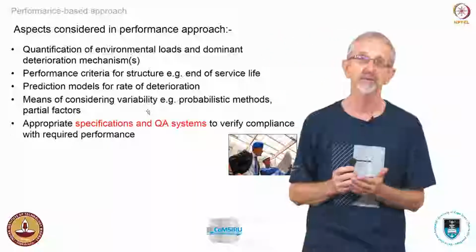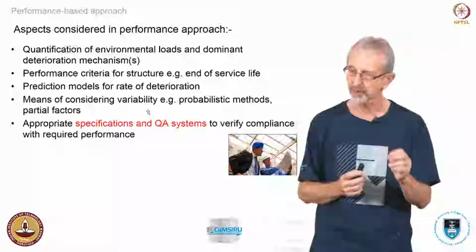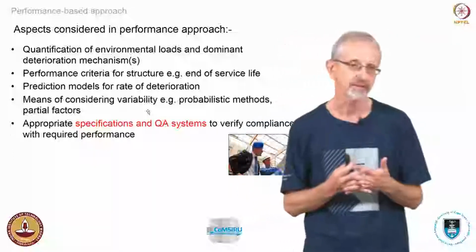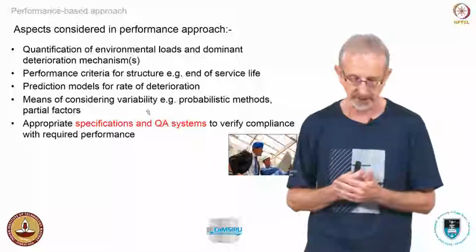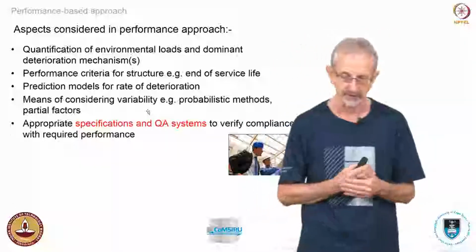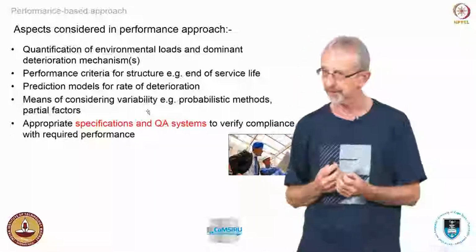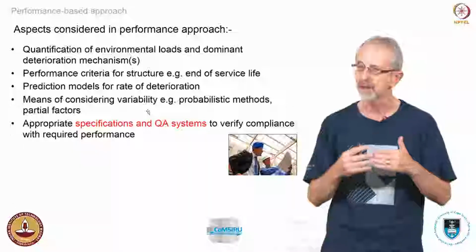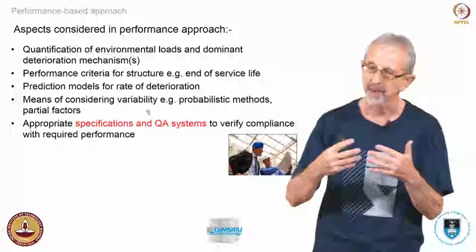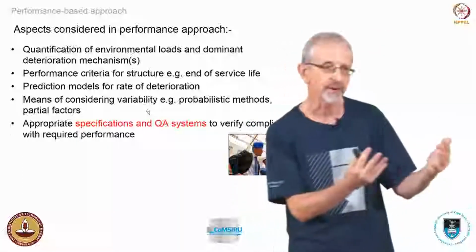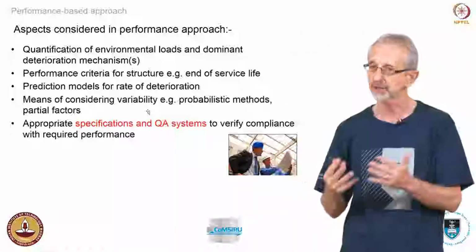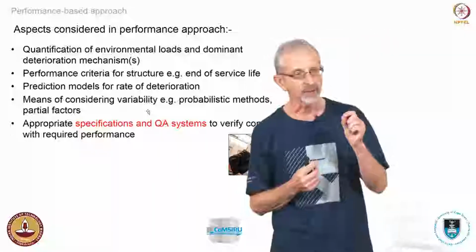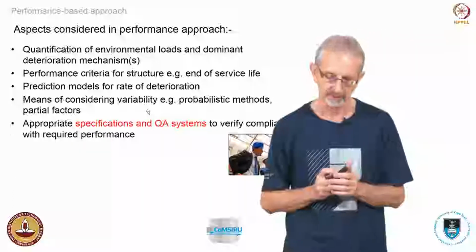So the aspects that we consider then are quantification, very much so, quantification of the environment, in this case environmental loads and the dominant deterioration mechanisms. How can we quantify these things? They're very difficult actually to quantify. We need performance criteria. For example, what will be the end of service life criterion that we will use? Will it be a certain amount of, let's say, corrosion occurring, a certain amount of cracking, a certain amount of discoloration, a certain amount of loss of surface of the structure, or whatever? How do we decide when the end of service life has been reached?